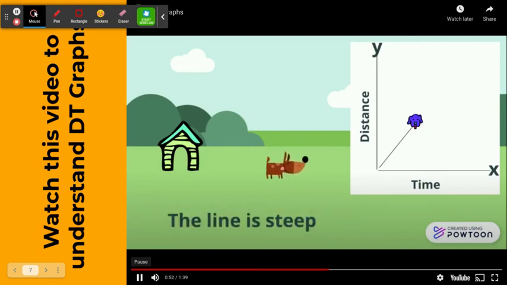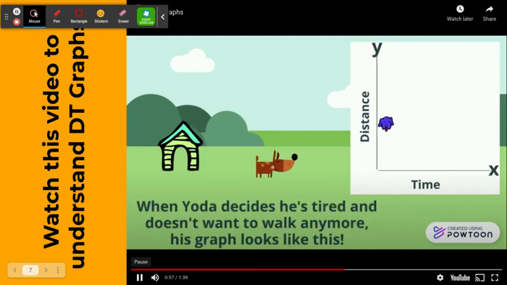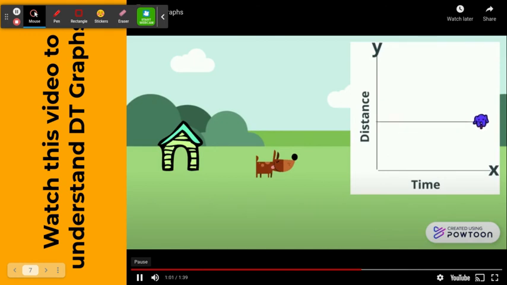Poor little Yoda has been walking a lot for us, so now he's just going to stand still for this next graph. Notice his distance is not increasing or decreasing. He is getting no closer or further away from his house. So his graph is just going to be a straight line.